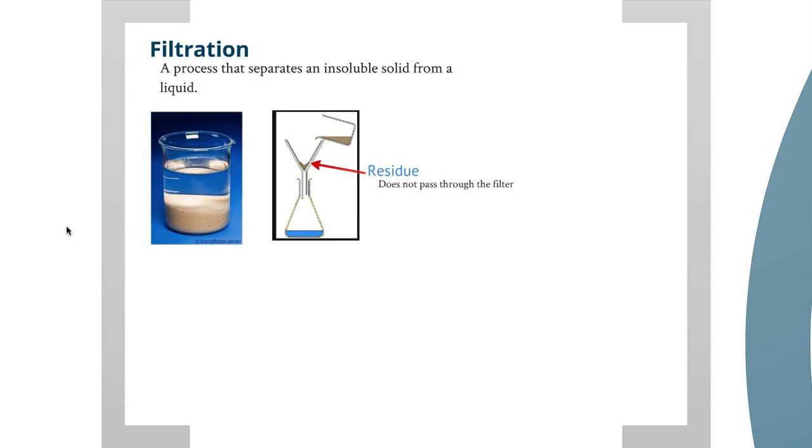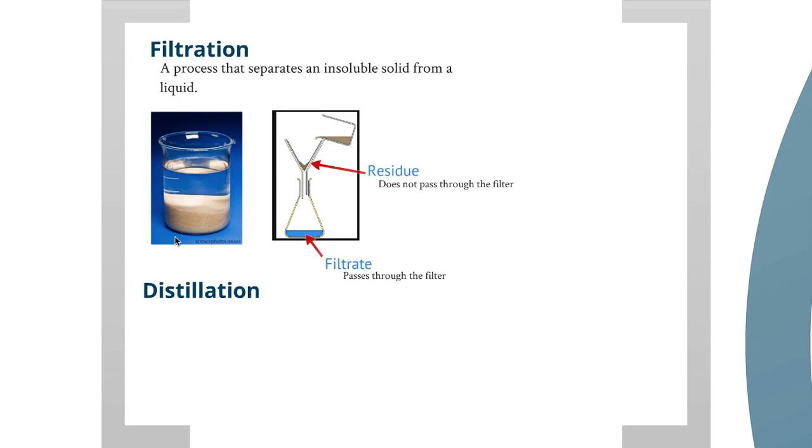So if we were to put that through a filter, the residue is what gets left behind. So the sand is the residue. It's going to get stuck in the filter. It's not going to pass through. The water, however, passes through and goes to the bottom of the flask, and that's called the filtrate. The filtrate is what passes through the filter. The residue is what does not pass through the filter.